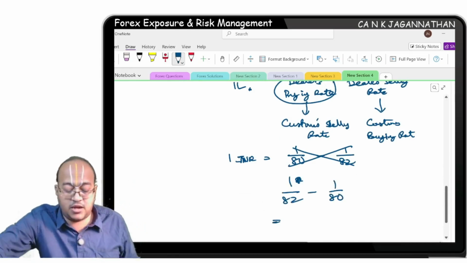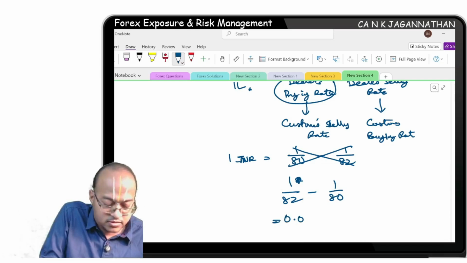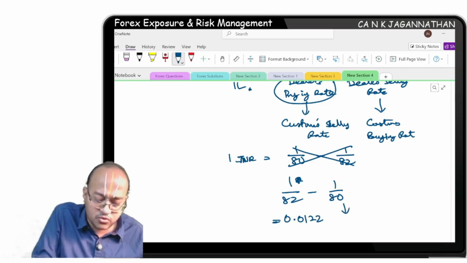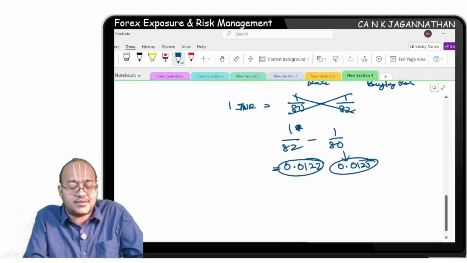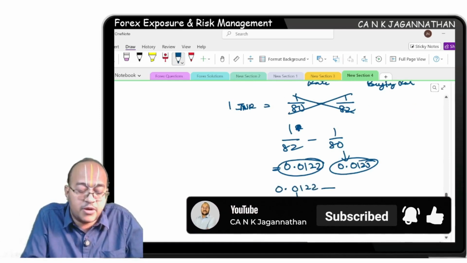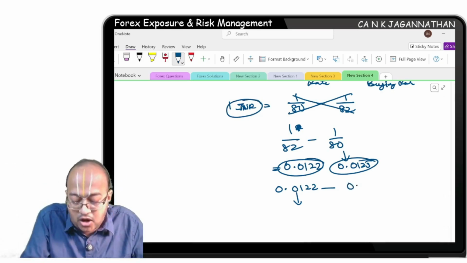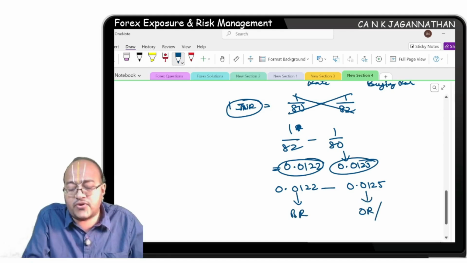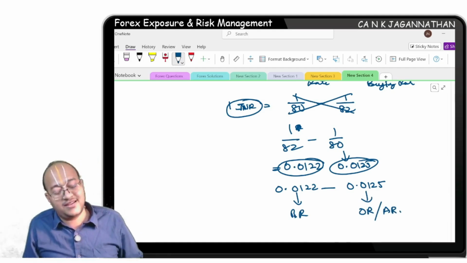How much is the decimal amount? You just calculate. 1 divided by 82 comes to 0.0122, and 1 by 80 comes to 0.0125. Are you all understanding? Which means if you write this in terms of decimal, you should write like this: 0.0122. This is the bid rate. Why? Because this is an indirect quote. For INR, this is the bid rate and this is the offer rate. Are you all understanding? Simple understanding of the bid rate and offer rate. The offer rate is also called the ask rate. It might also be given as the ask rate, right? Okay, thank you.